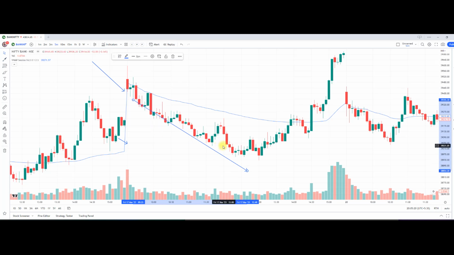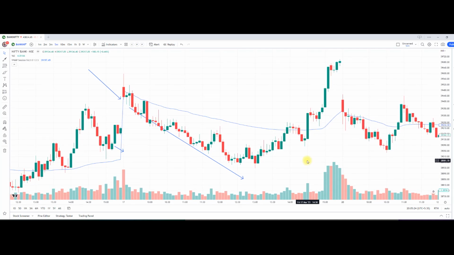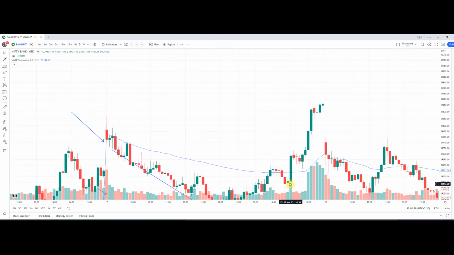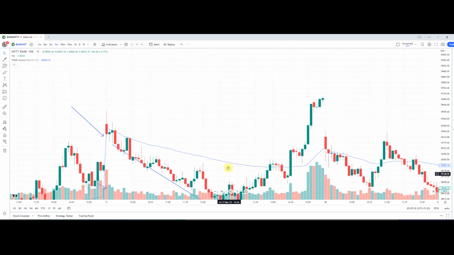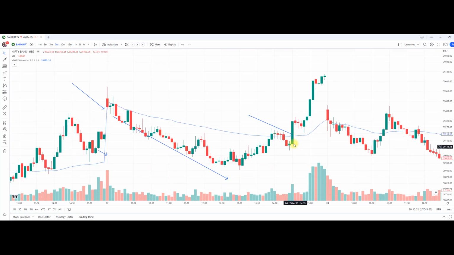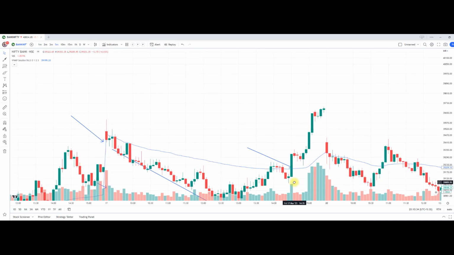So this is how we need to understand the volume with the candlesticks, that is how to trade with the volume and with the candlesticks. Again, when we look into this particular green candle, we can see the volume is more when we compare with the previous volume. In this candle, the volume is more.